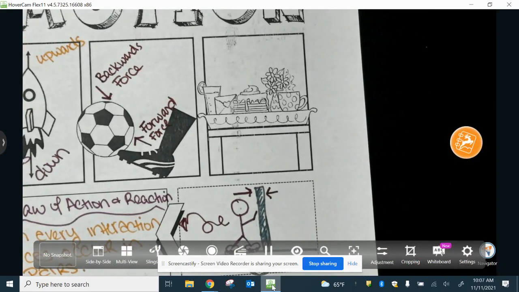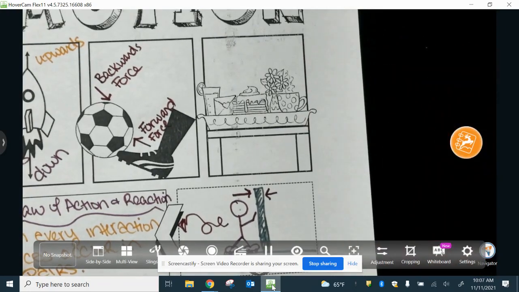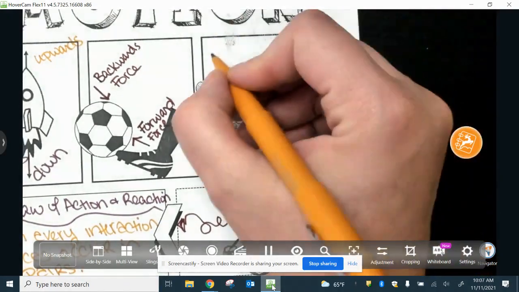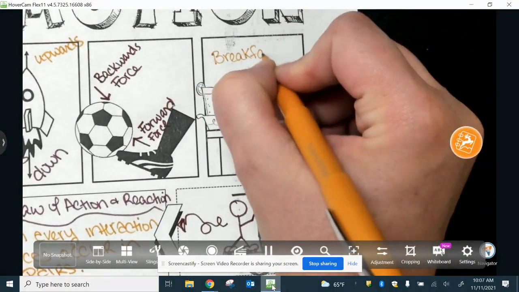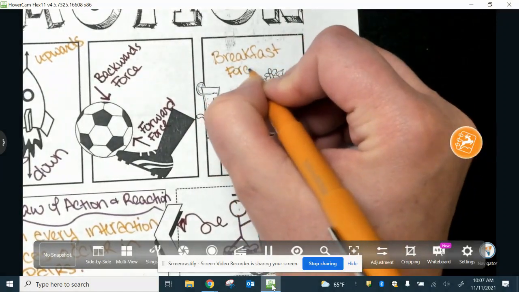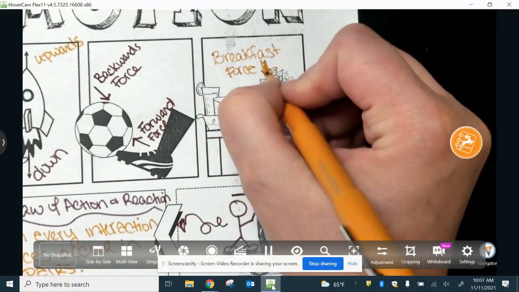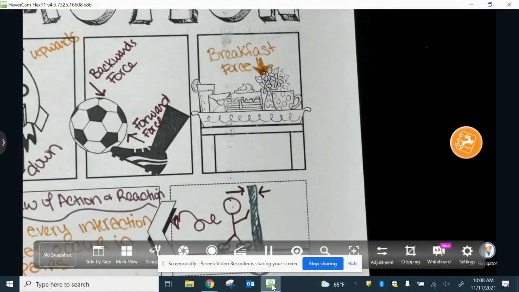This next one, we have a lovely breakfast laid out. So my breakfast is producing a force downward in the form of what? Weight. That breakfast is producing a force downward in the form of weight. The table is producing a force upwards.